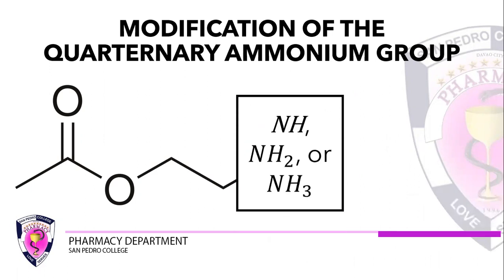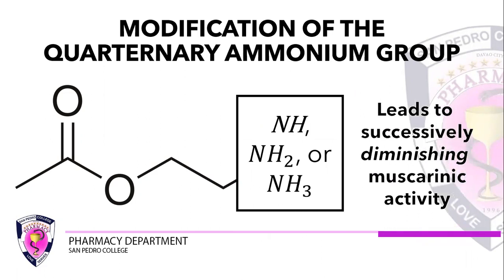They also changed the quaternary ammonium group to NH, NH2, or NH3. This leads to successively diminishing muscarinic activity. So the quaternary ammonium group is essential. So this modification is rejected.